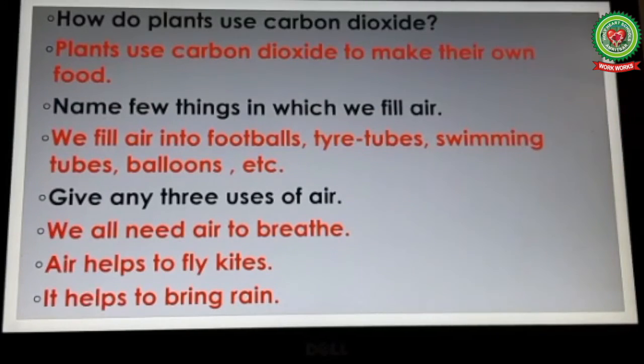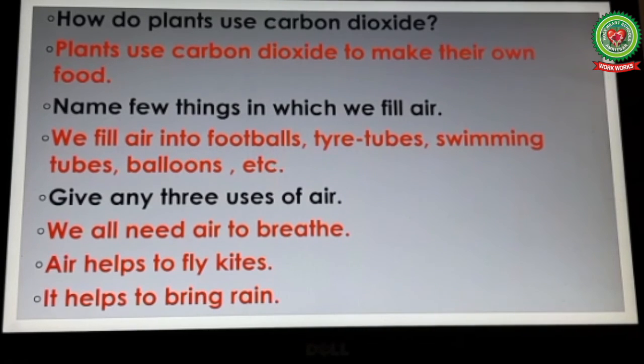Now let's revise. My first question is: how do plants use carbon dioxide? Plants use carbon dioxide to make their own food. Question number 2. Name a few things in which we fill air. We fill air into footballs, tire tubes, swimming tubes, balloons, etc.